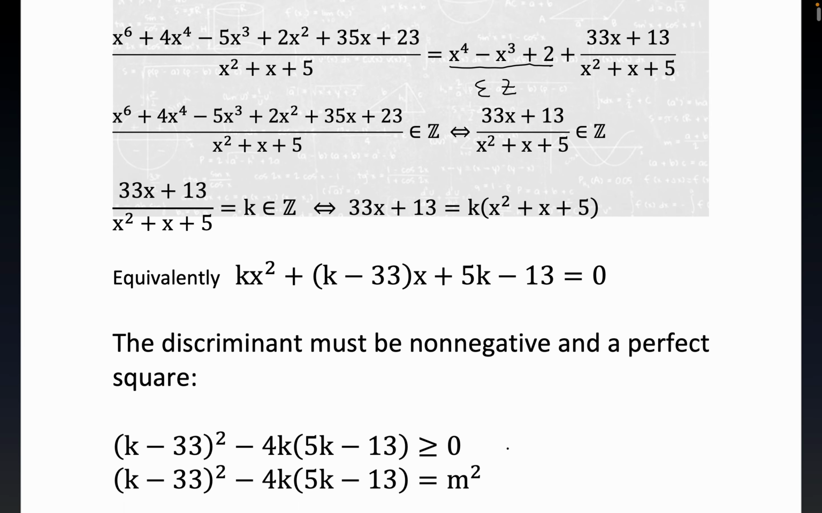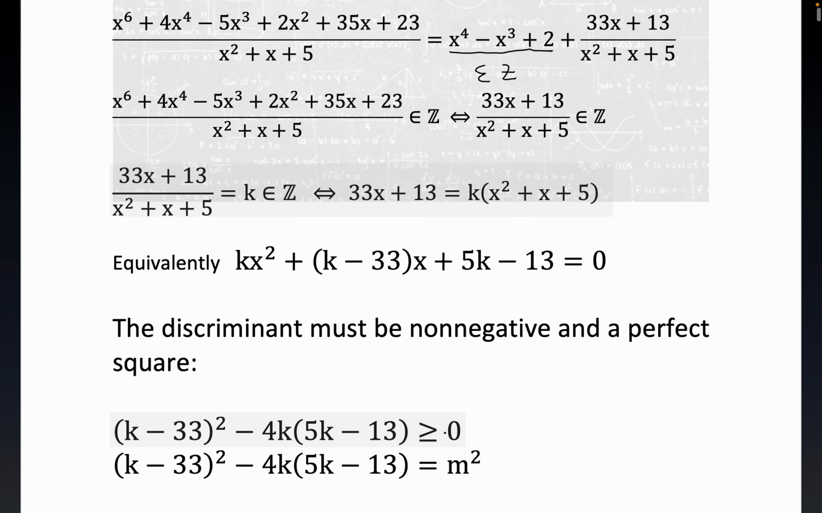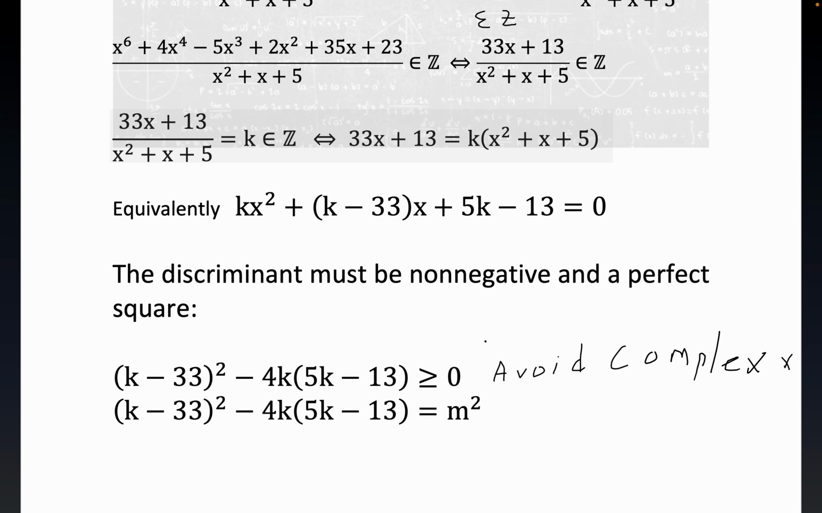Now, we have two conditions we're going to impose on the discriminant. It has to be greater than or equal to 0. That's to avoid negative numbers, to avoid complex values. We're not interested in complex x. We're interested in just positive integer x. So this avoids complex x values. And then we also need it to be a perfect square, otherwise you would have the same problem with irrationals. This would avoid irrational solutions.